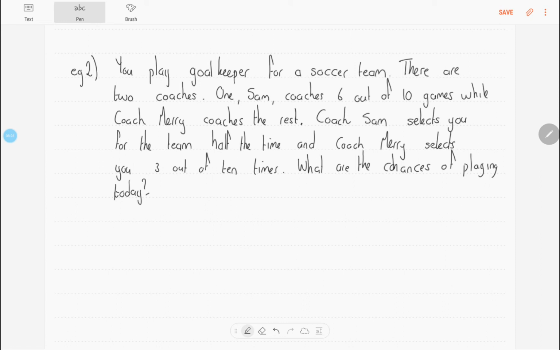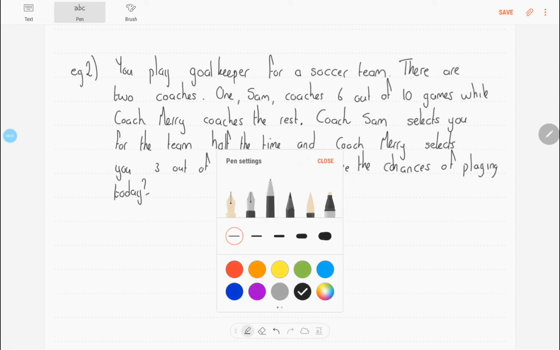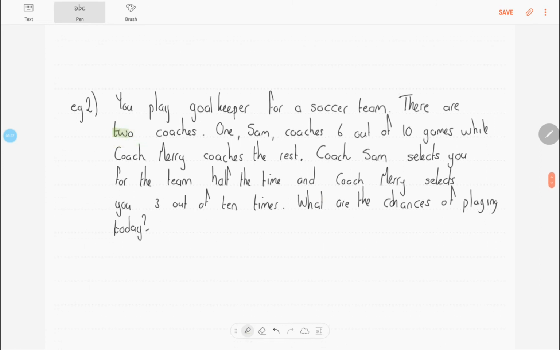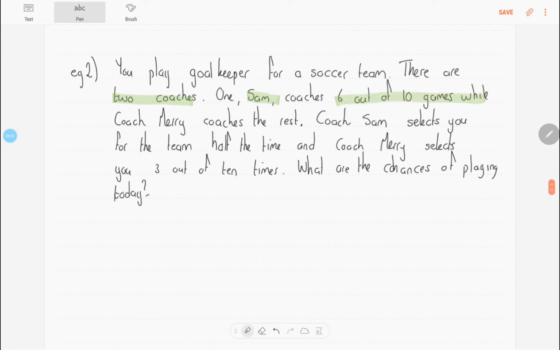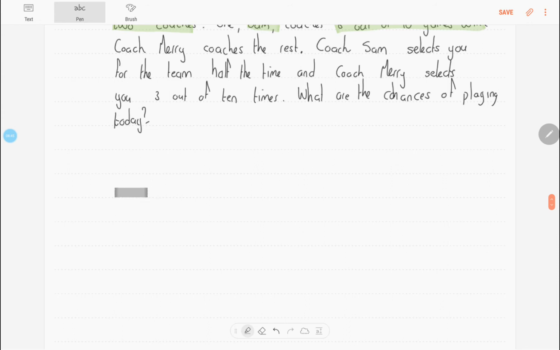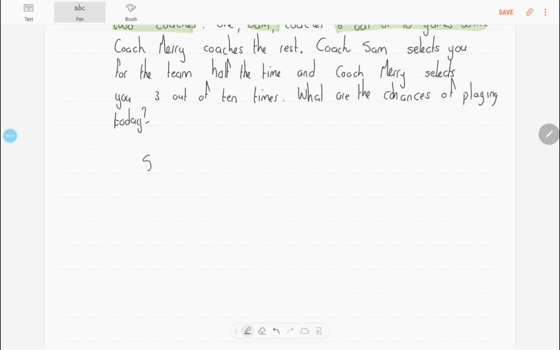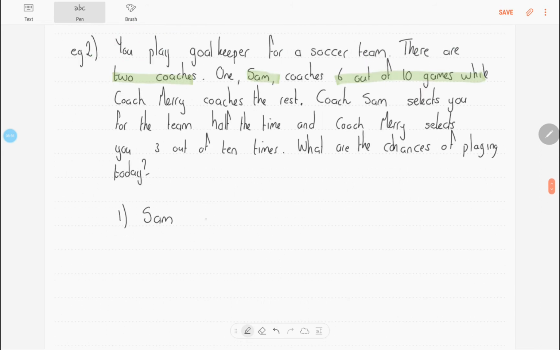So first steps first, we write down the information in a way that's a lot easier to understand. Firstly, there are 2 coaches. One of them, Sam, coaches 6 out of 10 games. So the first coach is Sam, he coaches 6 out of 10 games, and the probability of that is 0,6.